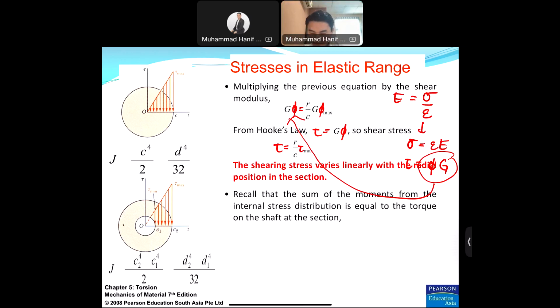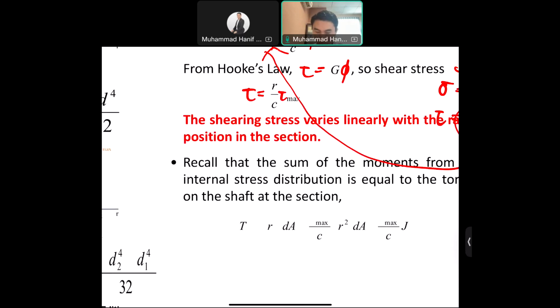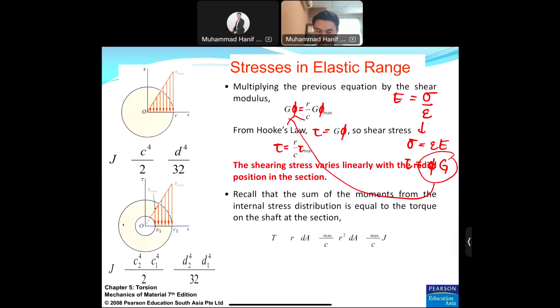Okay, recall that the sum of the moments from the internal stress distribution is equal to the torque on the shaft at the section. You have this formula: T equal to the integral of r tau dA. This is similar to the previous slide, so we just summarize it into a simple equation to get the final equation of tau maximum. So you will have the integral of r squared dA equal to tau maximum over c times J.